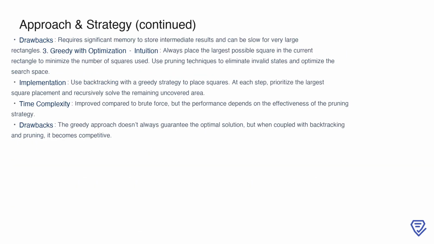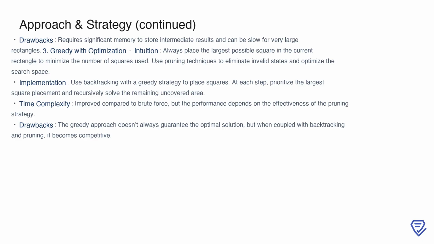Additionally, there's the greedy approach with optimization. Here, the main idea is to always place the largest square that fits within the current rectangle. By doing so, the problem size is reduced quickly. To further refine the process, pruning techniques are applied to avoid exploring invalid or suboptimal states. The implementation combines backtracking with this greedy strategy, prioritizing the placement of the largest square at each step while recursively solving the remaining uncovered area.